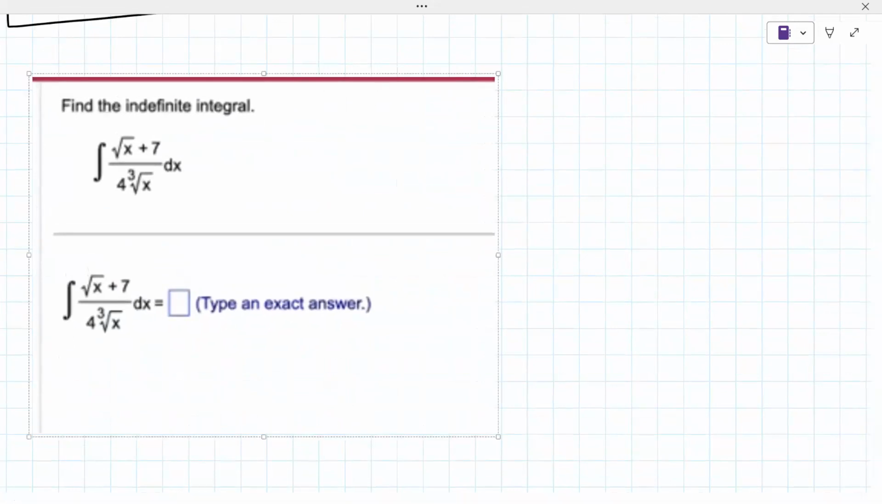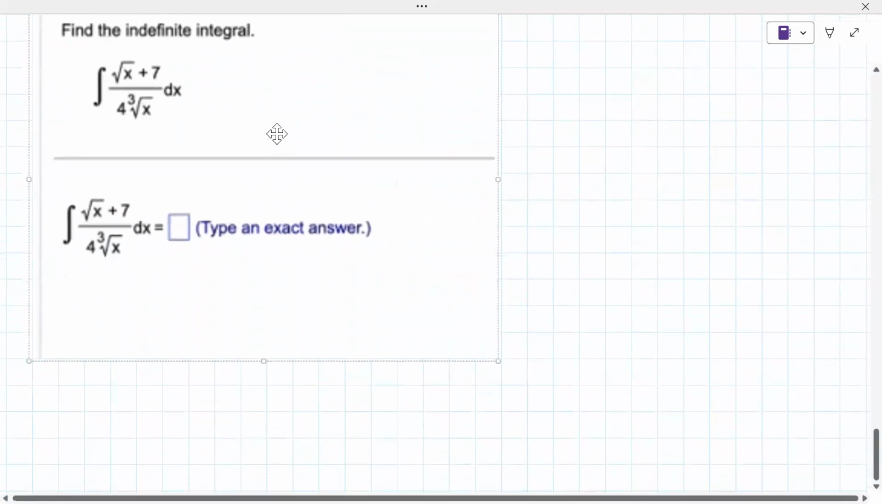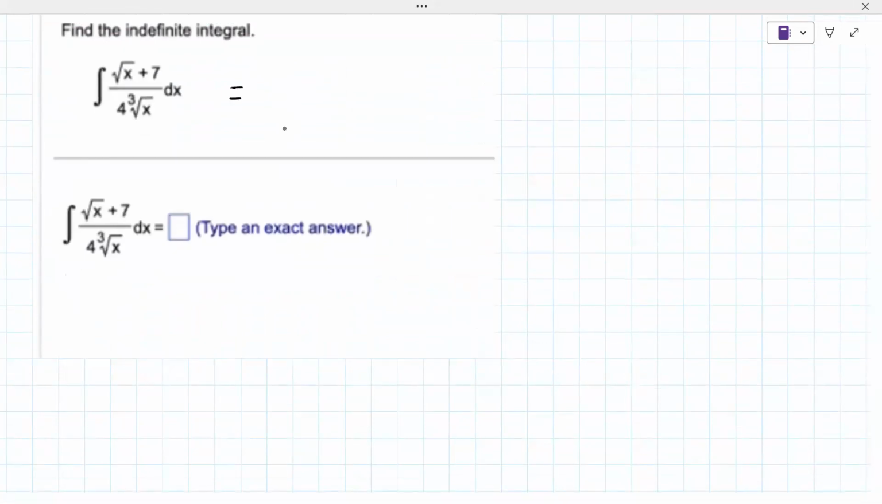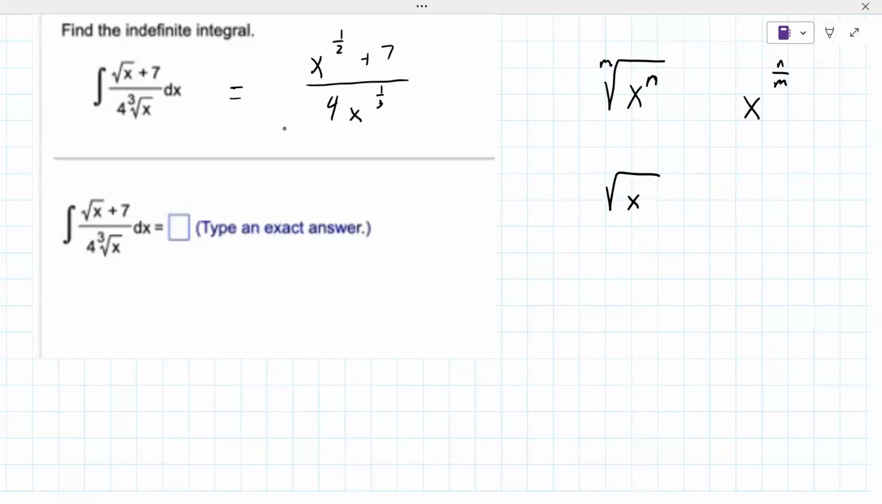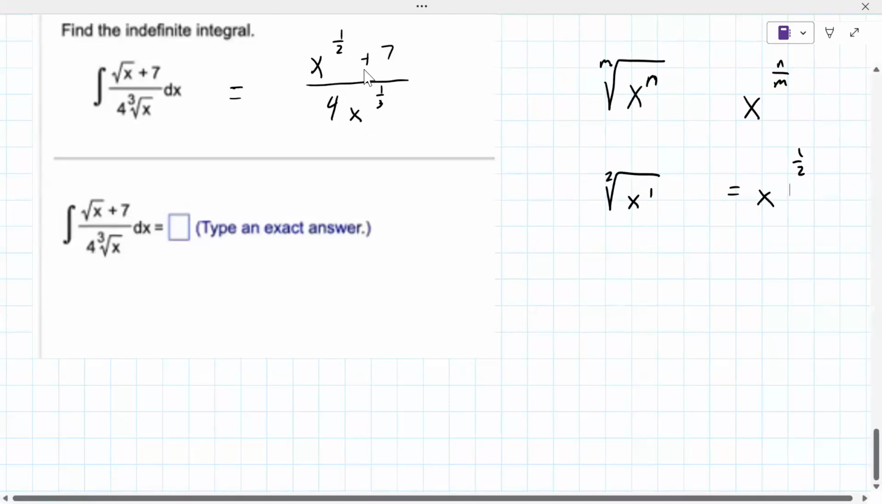All right, this one is more like the ones we were doing prior to now. It requires a couple of rewrite steps. The first is that it's really x to the 1/2 plus 7 over 4x to the 1/3 power. The property here is that if you have the square root, x to the m, or the mth root of x to the n, it becomes x to the n over m power. I always remember that this is 2 and this is 1. That's x to the 1/2. So that's how we come up with this over here on the right.